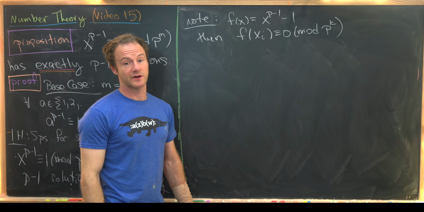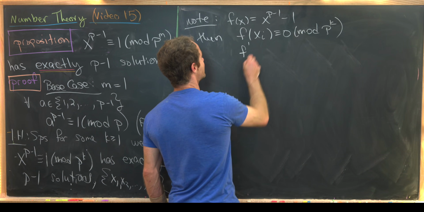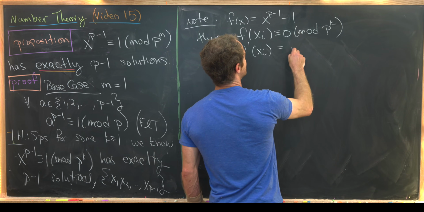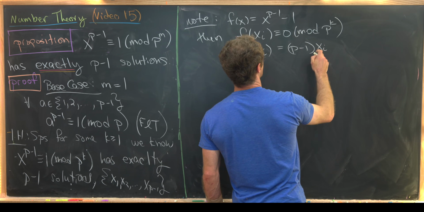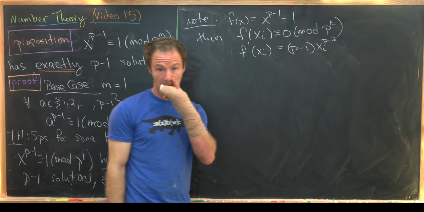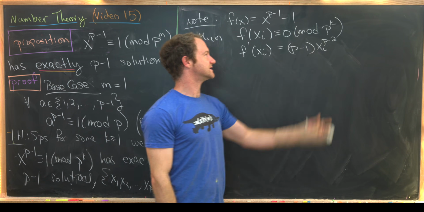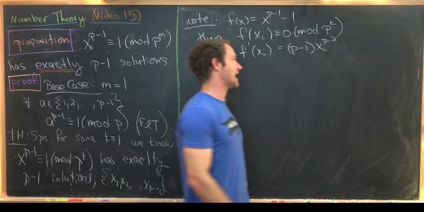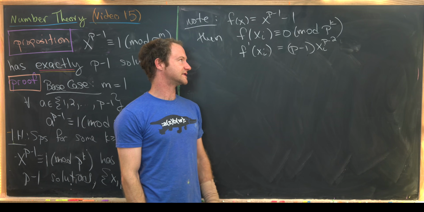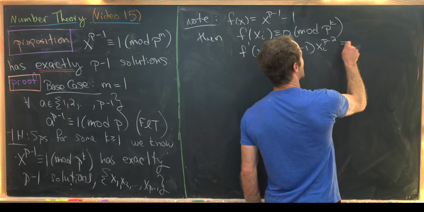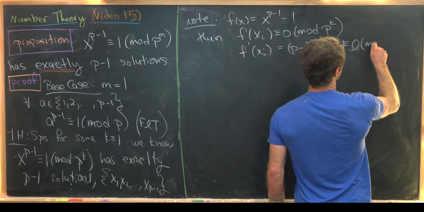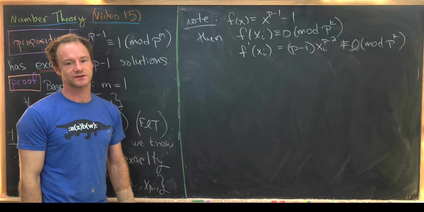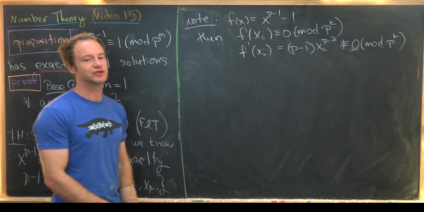That essentially comes for free from our induction hypothesis. And then f prime evaluated at xi is equal to p minus 1 times xi to the p minus 2. But let's notice that both of these numbers are relatively prime to p, and thus relatively prime to p to the k, which means when we take their product, it'll still be relatively prime to p to the k, and thus it's impossible for it to be congruent to 0 mod p to the k. So those are the 1, 2 hypotheses of Hensel's Lemma. And now we can invoke the conclusion of Hensel's Lemma.